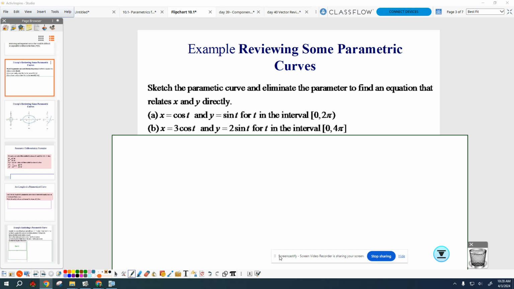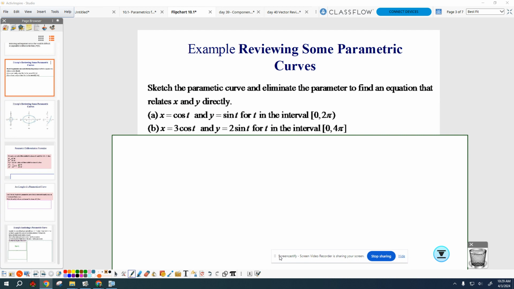Okay. So we have two things new to do today, and it depends on how long we need to spend on doing the whole thing. This is pre-calc.